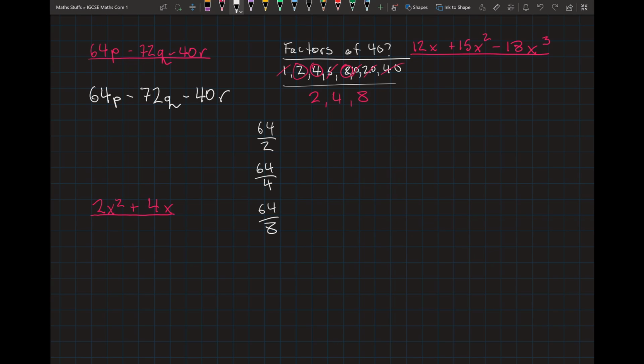And then we're also going to do 72 over 2, 72 over 4, 72 over 8, and 40 over 2, 40 over 4, and 40 over 8. And what we're going to do is see which one of these gives us the smallest numbers for all three of the 64, 72, and 40.